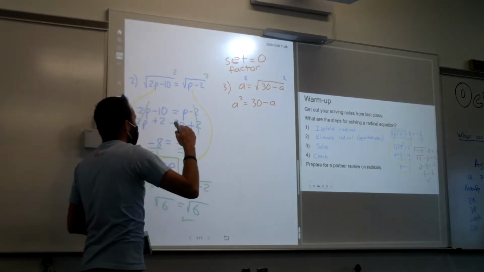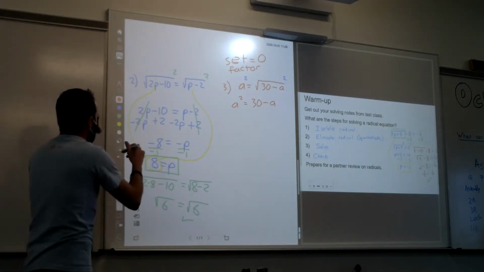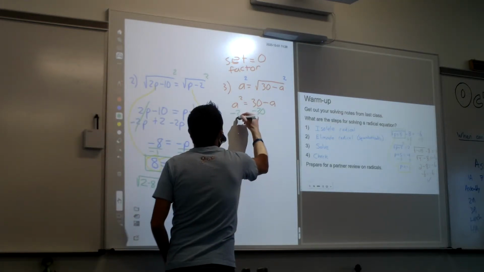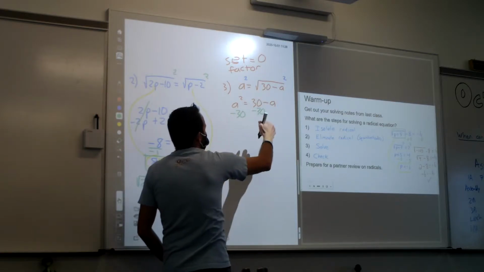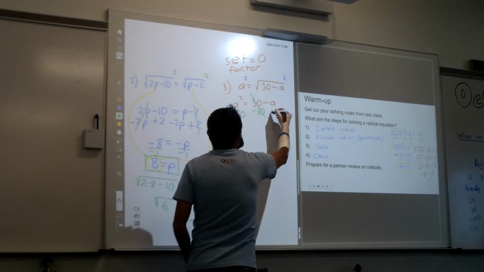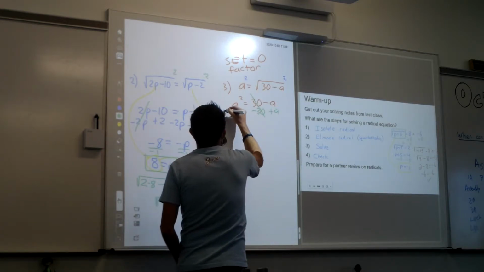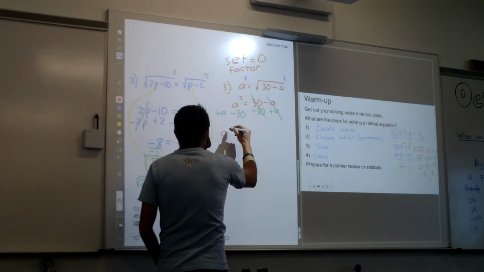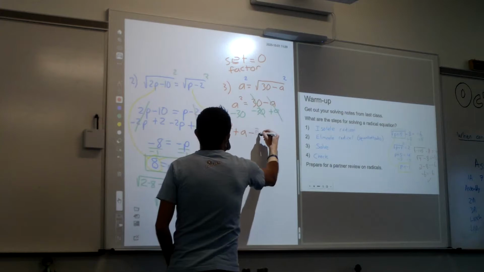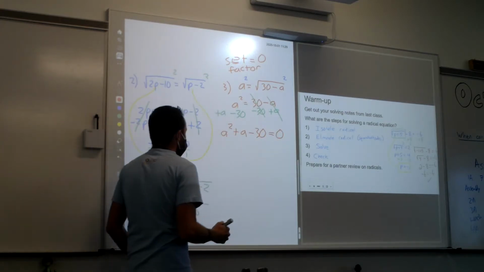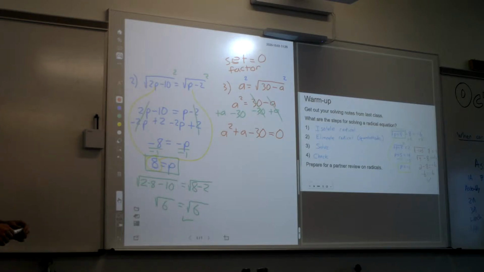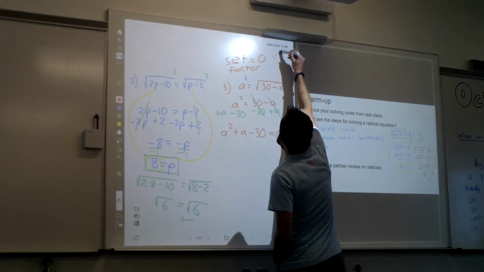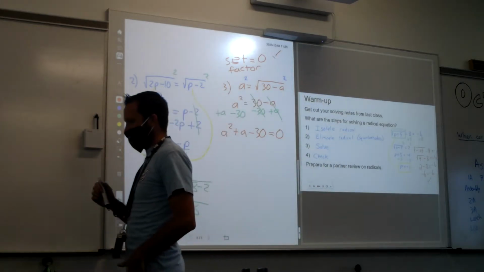So here, how would I get that 30 minus a over to the other side? Subtract. So I'm going to subtract the 30, so we got to do the opposite so they cancel out. Add a. So that's going to give me a squared plus a minus 30 equals 0. Okay, so that was step 1 of now solving. We set it equal to 0, and then now we're going to factor.